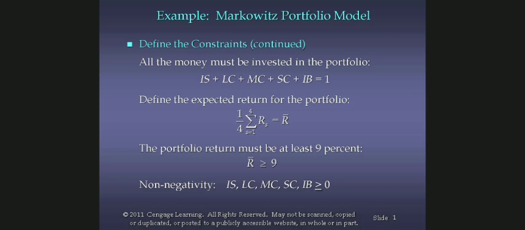The equation 1/4 times the summation over 4 scenarios, where S is equal to 1, of R sub S is equal to the mean of R defines the expected return for the portfolio. The equation mean of R is greater than or equal to 9 says the portfolio return must be at least 9%. And lastly, the non-negativity constraint: IS, LC, MC, SC, and IB are greater than or equal to 0.